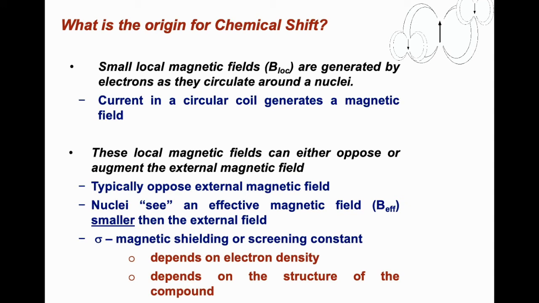The electrons around the nucleus will give the shielding, and as a result it will not experience the total magnetic field that we have applied. This is what is actually responsible for the NMR chemical shift. I hope that you are following.